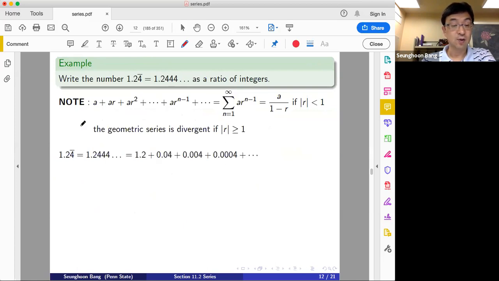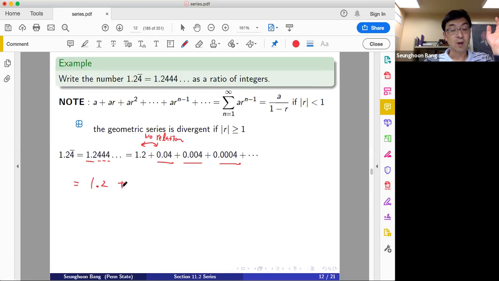So this is the same as 1.2 plus 0.04. The second 4 is 0.004. The third 4 is 0.0004, and so on. Keep going. So how can you find a geometric series? 1.2 and 0.04, we don't have any relation. So you have to ignore 1.2. What does it mean? Only keep 1.2 separately.